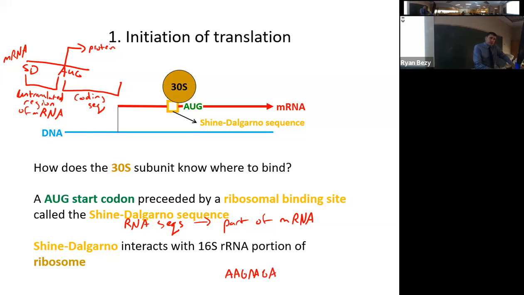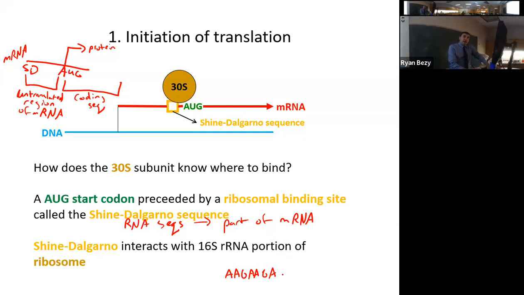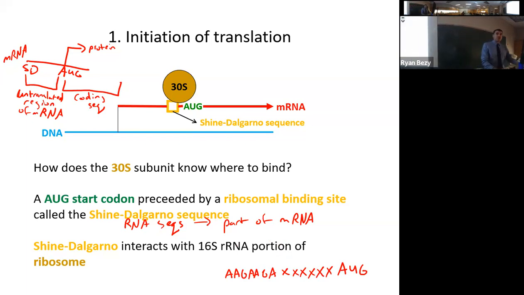Technically, what actually happens is, again, the Shine-Dalgarno sequence is often a sequence like this. I think this is a fairly common Shine-Dalgarno sequence, for instance, in E. coli. Again, you're going to have some random base pairs, and then you have the AUG start codon. This is roughly what it looks like. Different species are going to use different Shine-Dalgarno sequences. These X's are just random base pairs. Again, this is all in the messenger RNA.